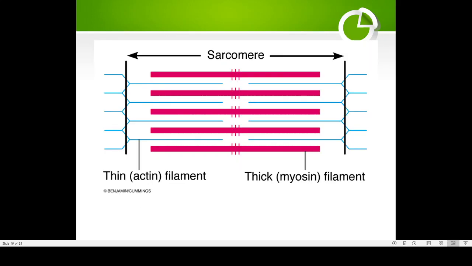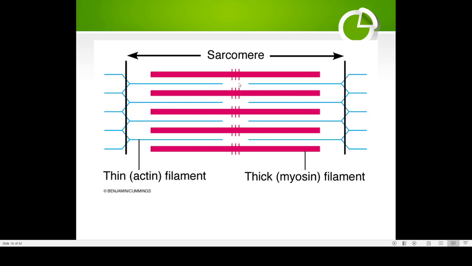Here you can see a sarcomere. This is the Z line. This is another Z line. The region between two Z lines is known as the sarcomere. This is the myosin protein and this is the actin protein. You can see that in the middle of the myosin protein there is a paler region. Why is it paler? Here there is no actin filament, and that is known as the H zone, and this middle line is known as the M line.